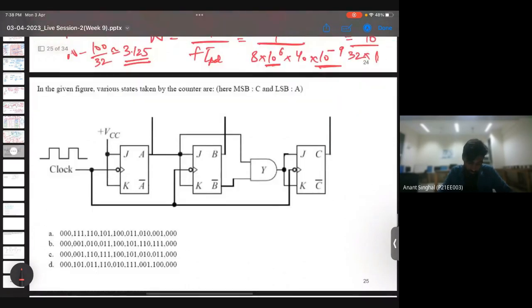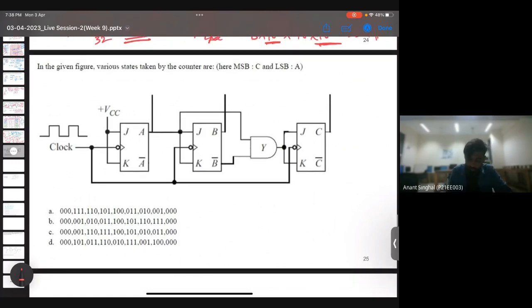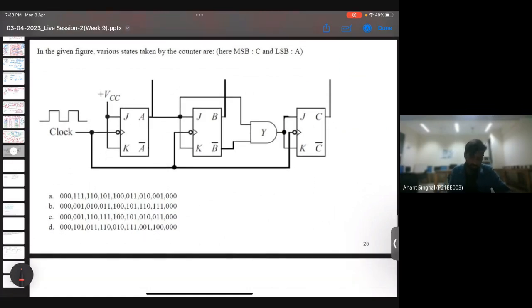The next question says, in the given figure, various states. I have already told that this is the week 9 session, so we'll cover the problems related to assignment 9 only. In the next week, we'll be covering the assignment 10 problems. Okay, so now we'll start the next problem.